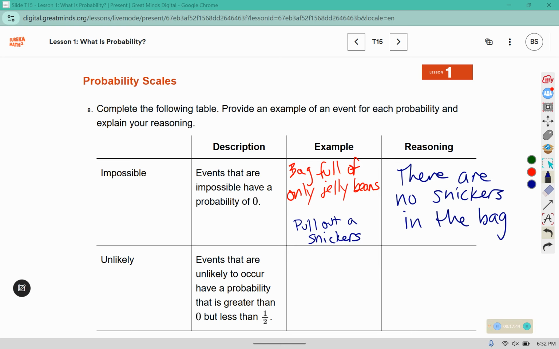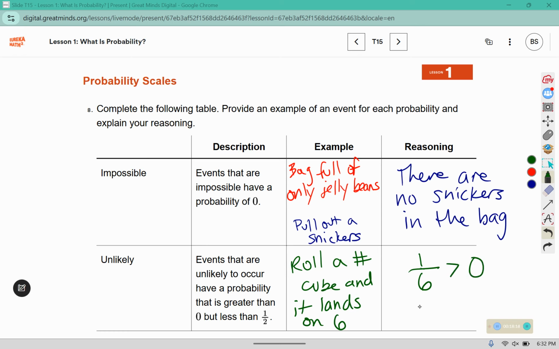Something that is unlikely happens less than half of the time. So you roll a number cube and it lands on a 6. So one of the numbers on the number cube is a 6 out of the 6 sides. 1/6 is greater than 0, and it is less than 1/2.